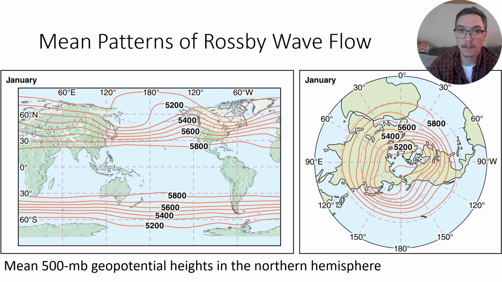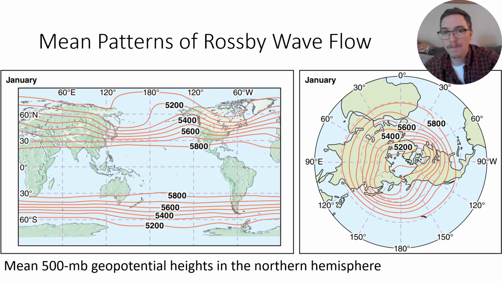And then these last few slides, and like I said, this is going to be a bit of a quicker one here, are looking at how Rossby wave flow changes over the year. So we're going to look at January, April, July, and October, I think is what I have here. So notice these are going to be the same views on each of the four slides. And this is the mean 500 millibar geopotential height in the northern hemisphere. So that's what we're looking at here.